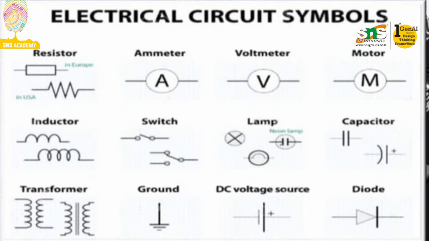So the next component is resistance. Resistance is given by zigzag lines. Resistance is nothing but the blocking of current. We call this resistance, and the unit of resistance is ohm. O-H-M, ohm. So resistance is simply blocking of current.